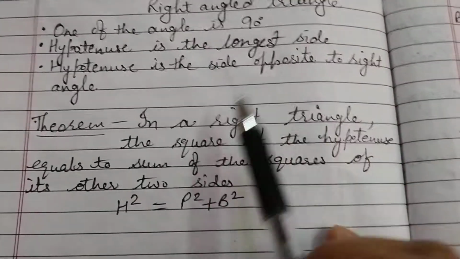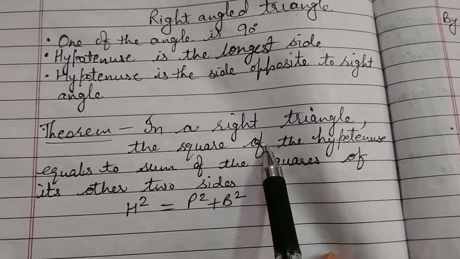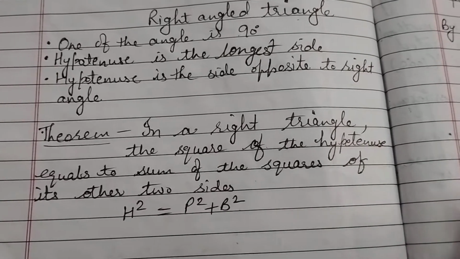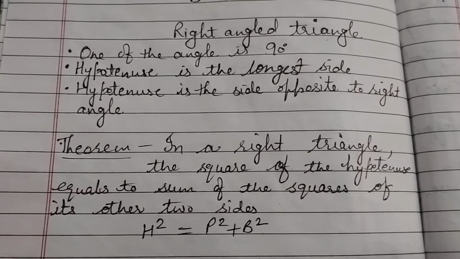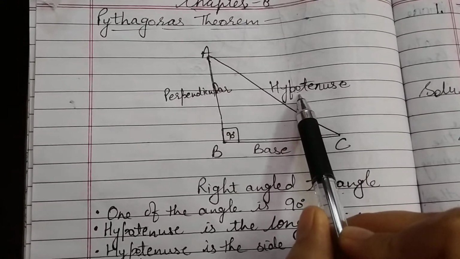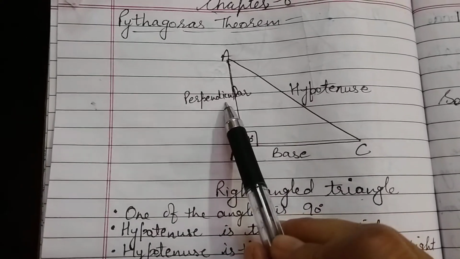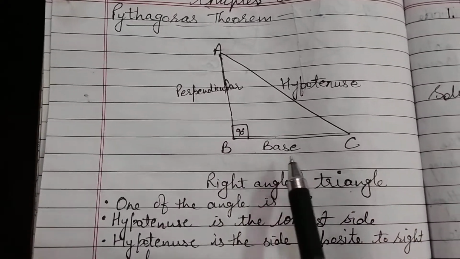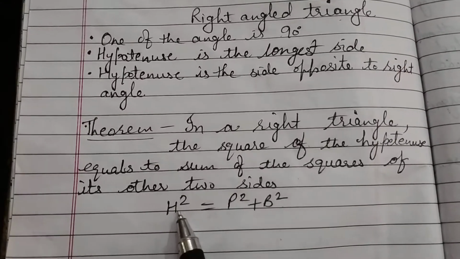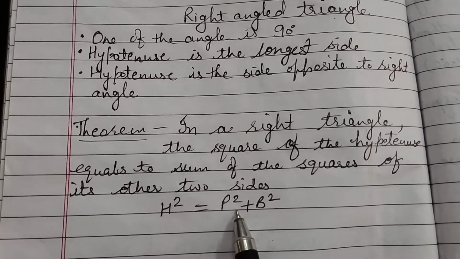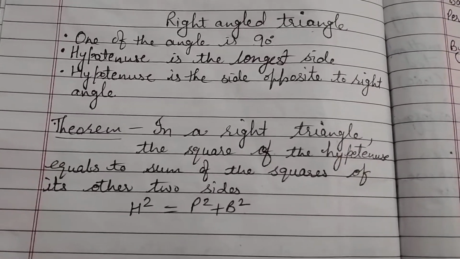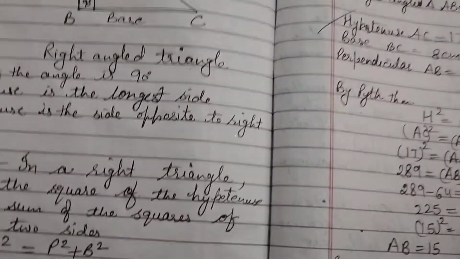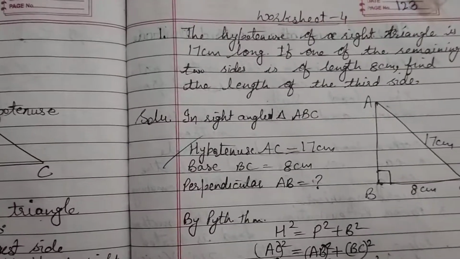Now, what is Pythagoras theorem? This is the Pythagoras theorem. In a right angle triangle, the square of hypotenuse is equal to the sum of the squares of the other sides. It means hypotenuse square is equal to perpendicular square plus base square. Okay, in this way we can write h square is equal to p square plus b square. Clear? Now this worksheet 4 is based upon this Pythagoras theorem.